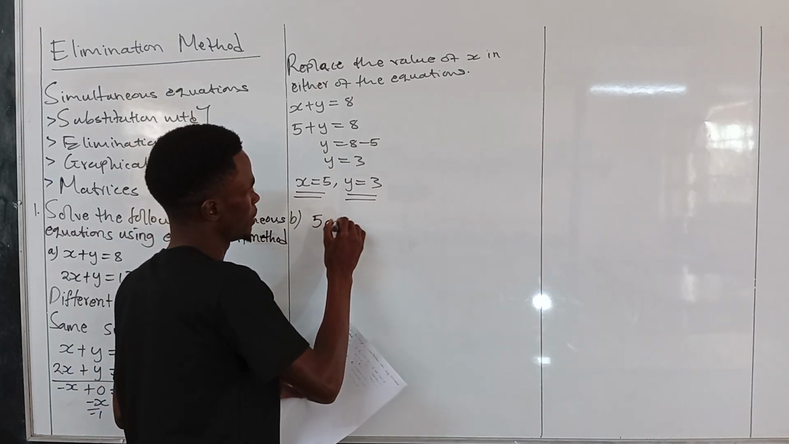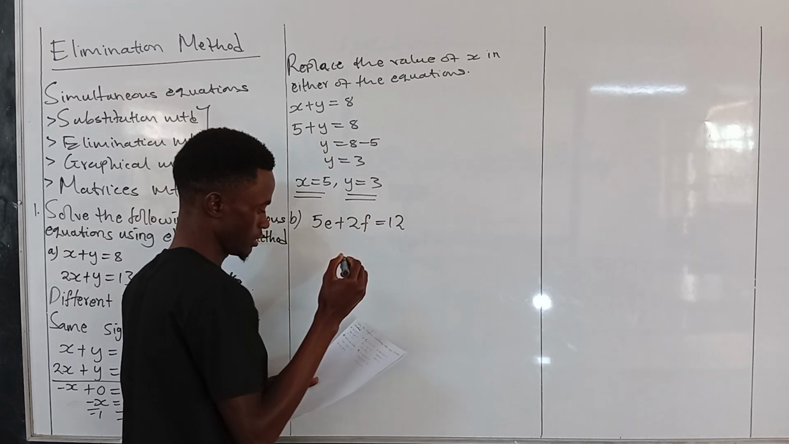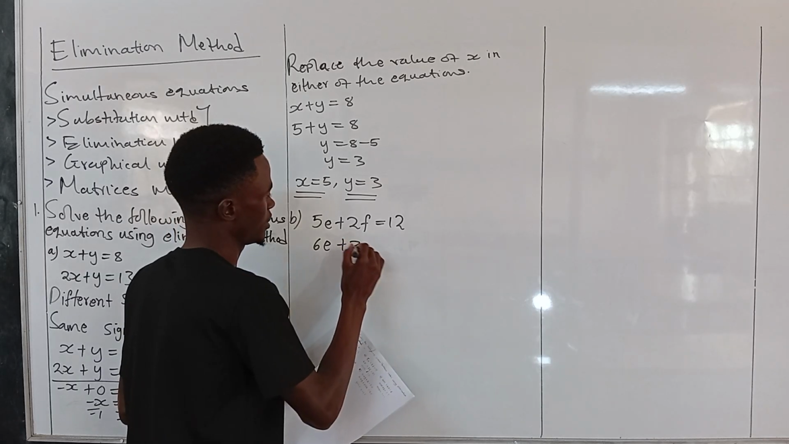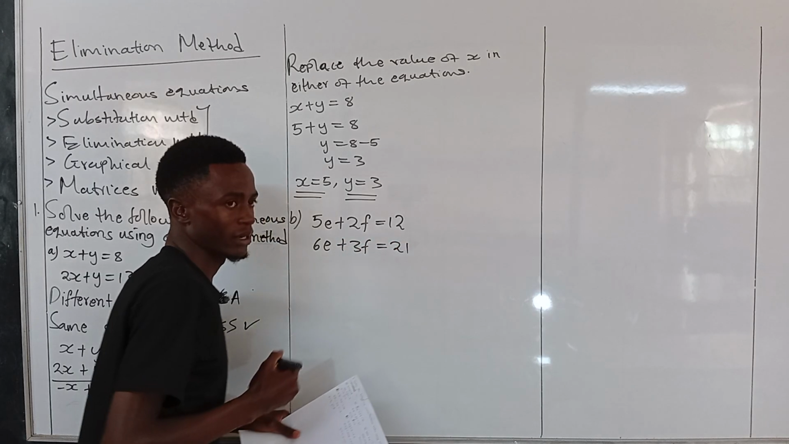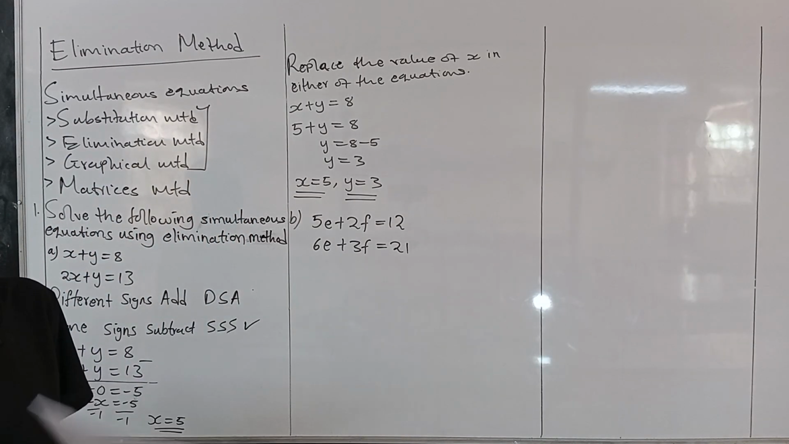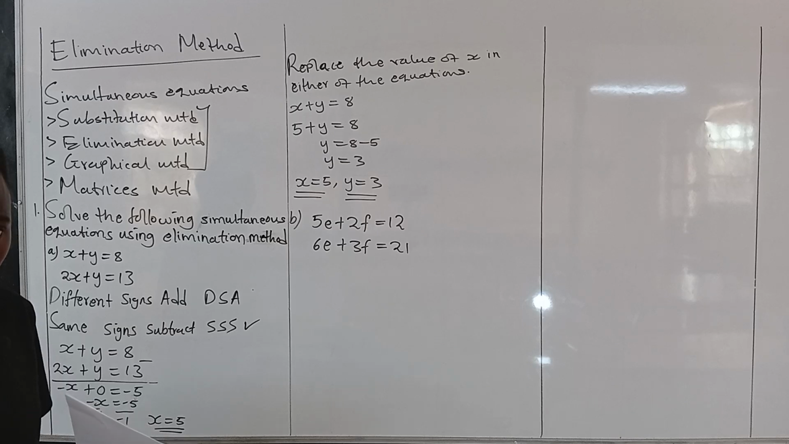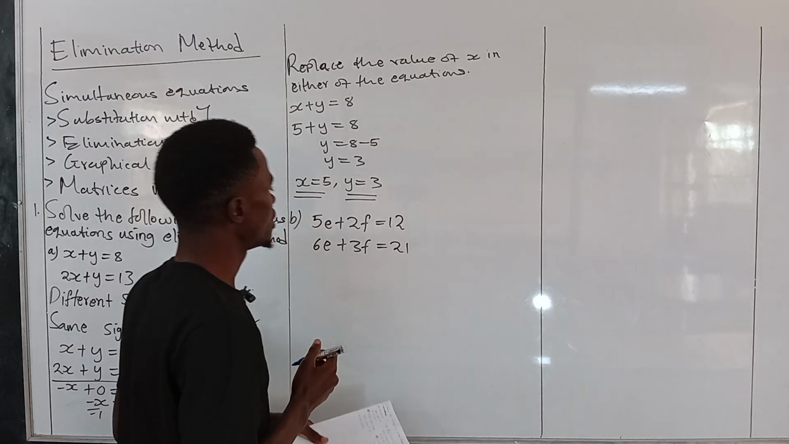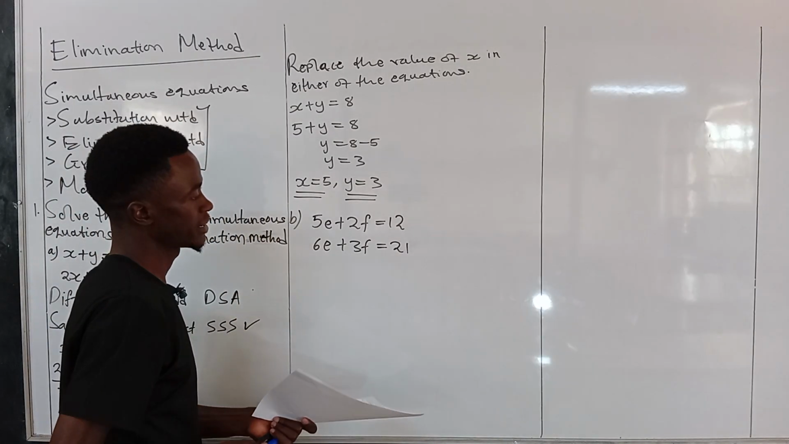5e plus 2f is equal to 12. Then we have 6e plus 3f is equal to 21. So the first step we have said is this. The first step is recognizing or choosing a number or a letter that is going to be eliminated. For our case here, we have E and F as the unknown. So we can choose one of them, which I choose as F.